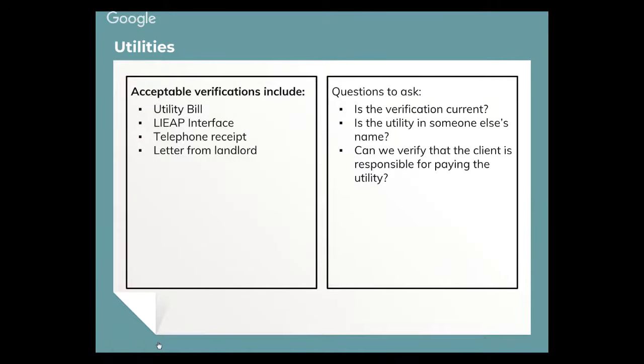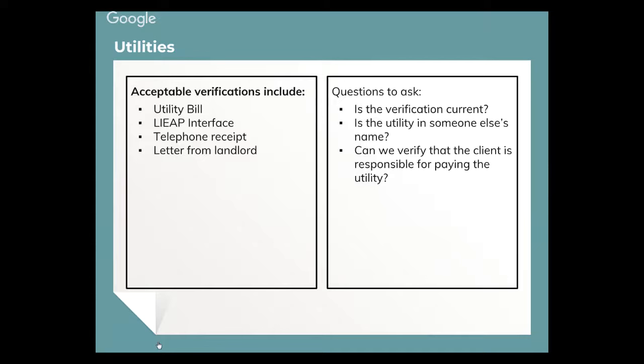Utilities. Some acceptable verifications for utilities might be a utility bill or our LEAP interface, the telephone receipt, or a letter from the landlord saying, hey, the utilities are in my name, but this person is responsible for paying the gas bill, and this is our arrangement. Either I charge them a flat rate of such and such per month for gas, or I get the bill and I charge them for the actual billed amount. And then we need to make sure we're narrating that.